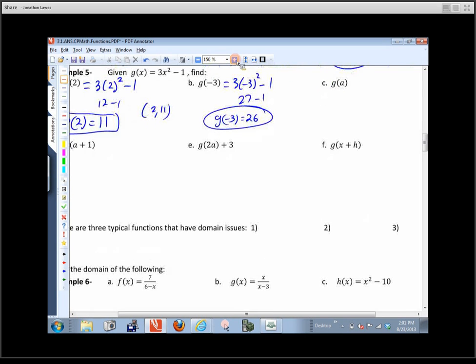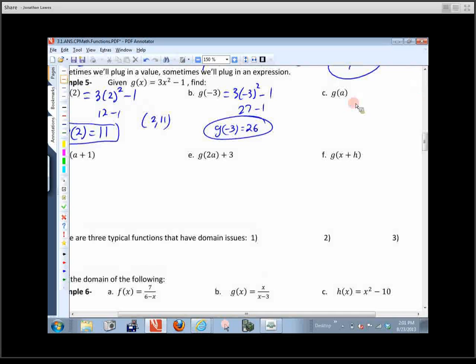Okay, now it gets a little bit interesting. I want g of a. I said we should plug in parentheses. What am I plugging in? An a. So what do I write? What is g of a? 3a squared minus 1. Okay?